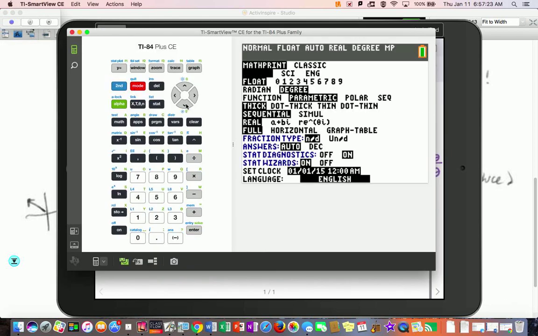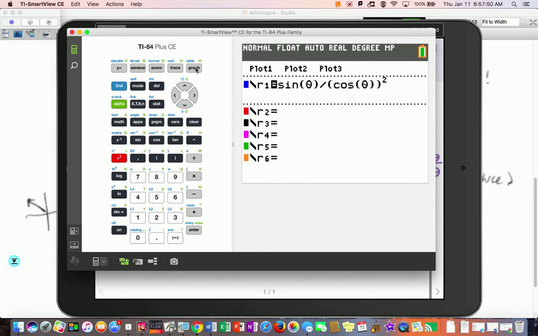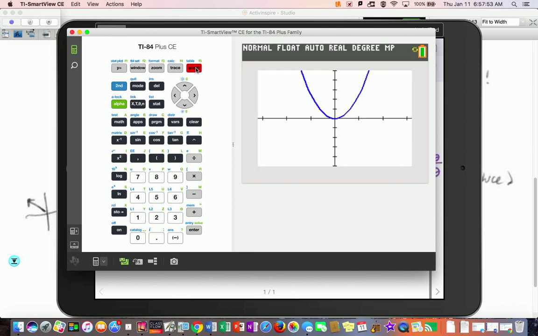I have to go into mode, and I have to make sure that I'm in polar mode. And to type that in, I have to do the sine. Variable button is my theta. But when you go to type in cosine squared, you have to be careful. You have to do cosine first. So notice I have parentheses started, and I have to do another parenthesis. So that whole cosine gets squared, and when I hit graph, it should be the parabola opening up, and there it is. 0, 0, opening up. I feel really good about my answer.